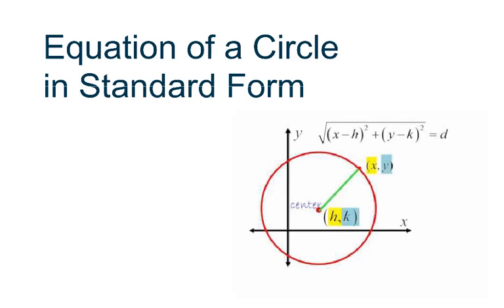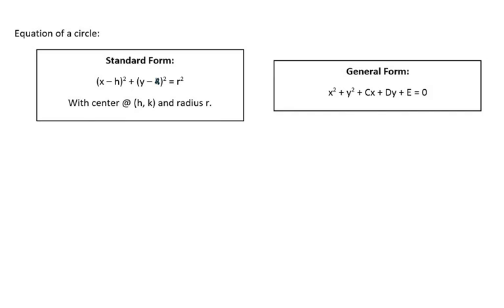In this video, we're going to take a look at the equation of a circle written in standard form. So what we've looked at so far, we've primarily talked about the equation of a circle written in this form: x minus h squared plus y minus k squared is equal to r squared, with our center point being at the point (h, k) and the radius equal to r.